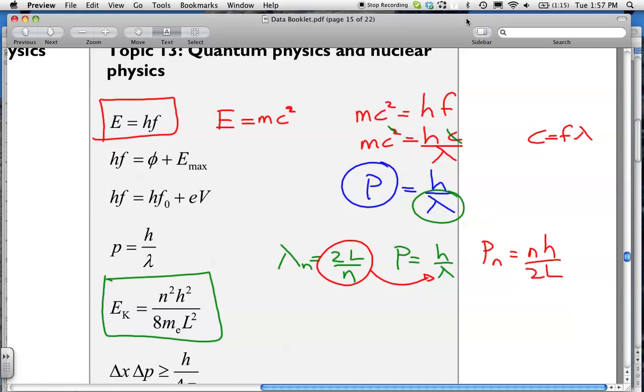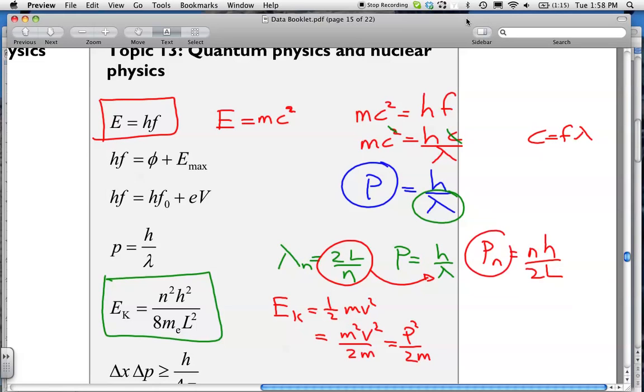Now, these particles, these electrons, would have kinetic energy. Their energy would be in the form of a kinetic energy, a movement energy. And since Ek is equal to a half mv squared, we can rearrange that to m squared v squared over 2m, which is equal to p squared. m times v is p, so it's p squared over 2m.